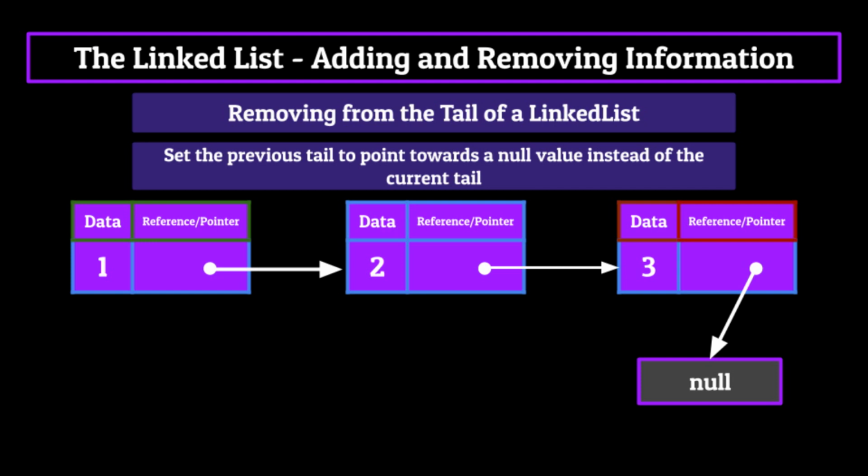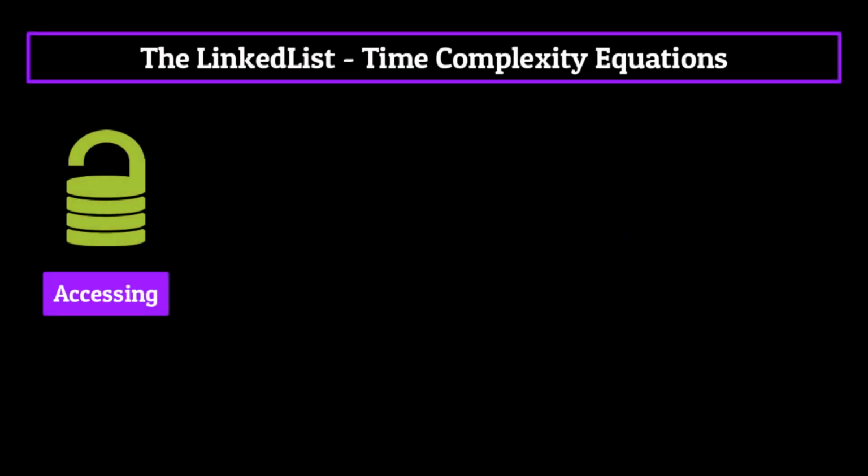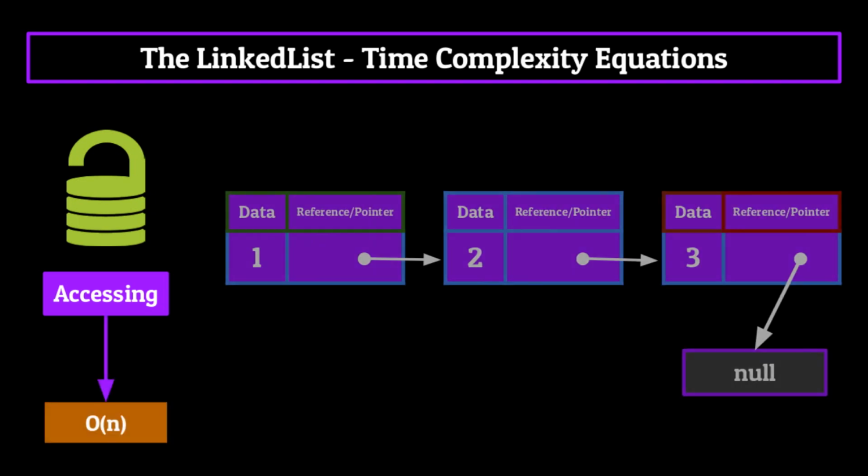Up next are the time complexity equations for a linked list. Now, accessing an element within a linked list is going to be O of n. This is because linked lists, again, are sequential access data structures. This should be all too familiar if you watched the sections on stacks and queues, but if not, let's just use a simple review.